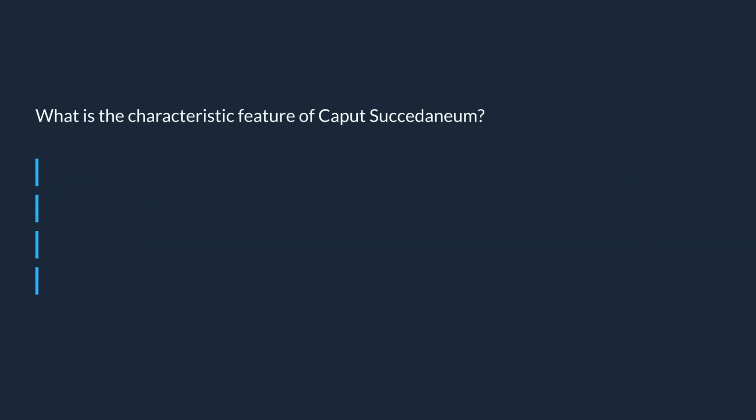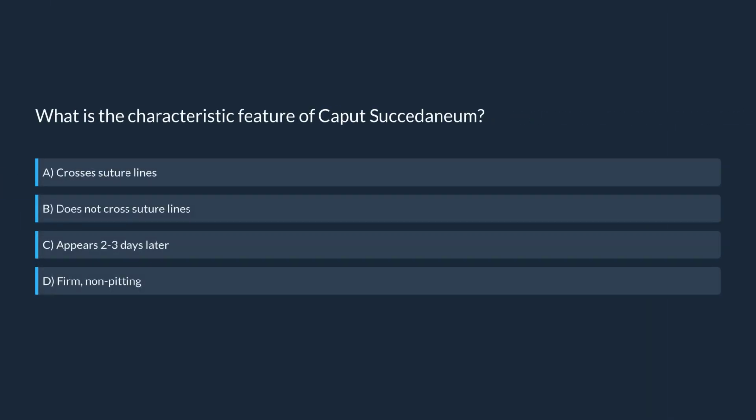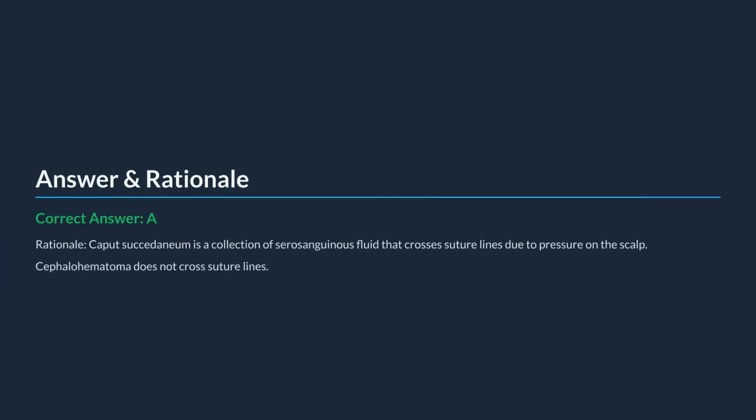Next, a question on newborn head assessment. What is the characteristic feature of caput succedaneum? The correct answer is A. Caput succedaneum is a collection of serosanguinous fluid that crosses the suture lines due to pressure on the scalp during birth. Cephalohematoma does not cross the suture lines.